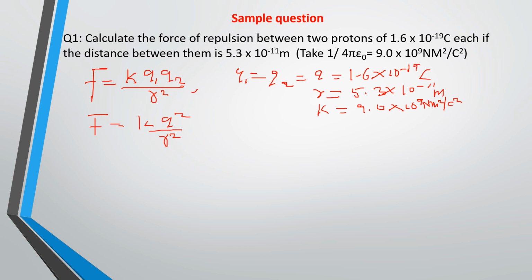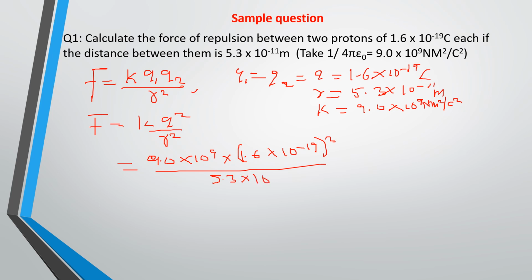So substitute all these values into this equation. You will have that the force between the two protons is equal to 9.0 times 10 raised to the power 9, multiplied by 1.6 times 10 raised to the power minus 19, all squared, divided by 5.3 times 10 raised to the power minus 11, all squared.